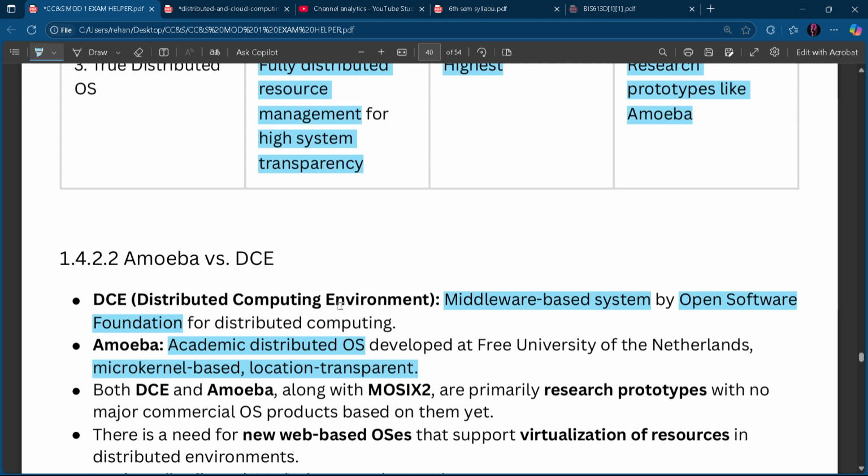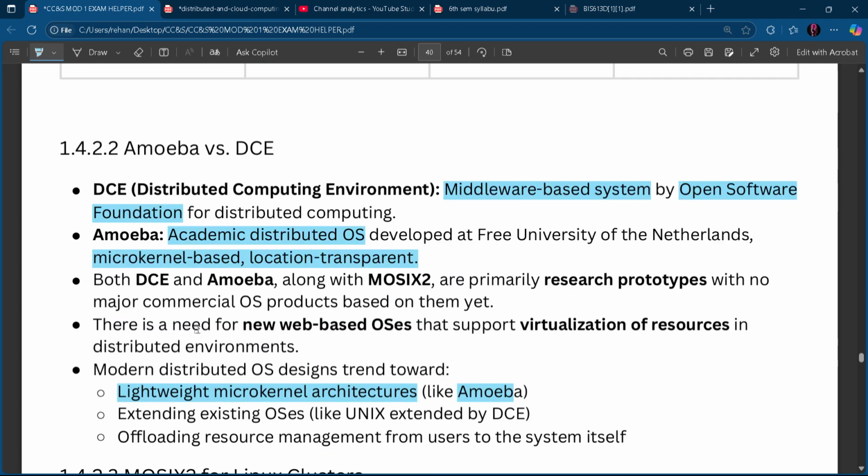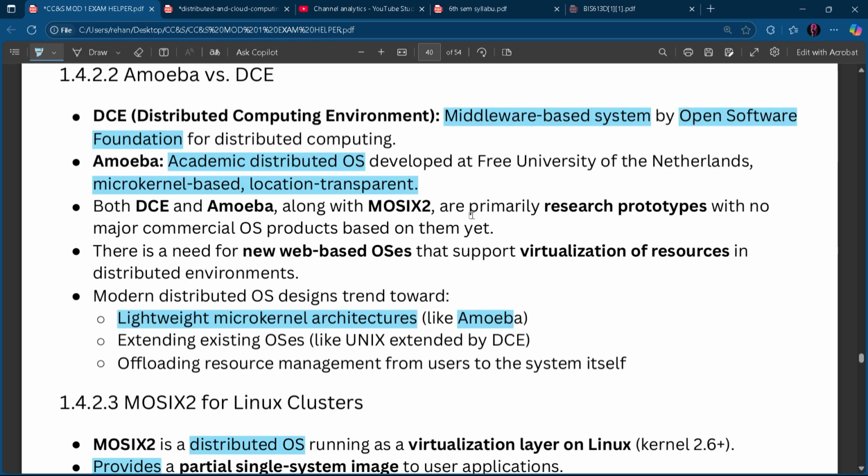DCE, distributed computing environment, is a middleware based system by Open Software Foundation. Amoeba is an academic distributed OS developed by Free University of the Netherlands, which strives for microkernel based location transparency. Both DCE and Amoeba, along with Mosix 2, are primarily research prototypes. They're just research prototypes, and there is no commercial product yet released with these. Like you see, we have that FunTouch OS and OpenAI, operating systems for user interface in mobiles. These are also like that, but they have not officially been released into the market.